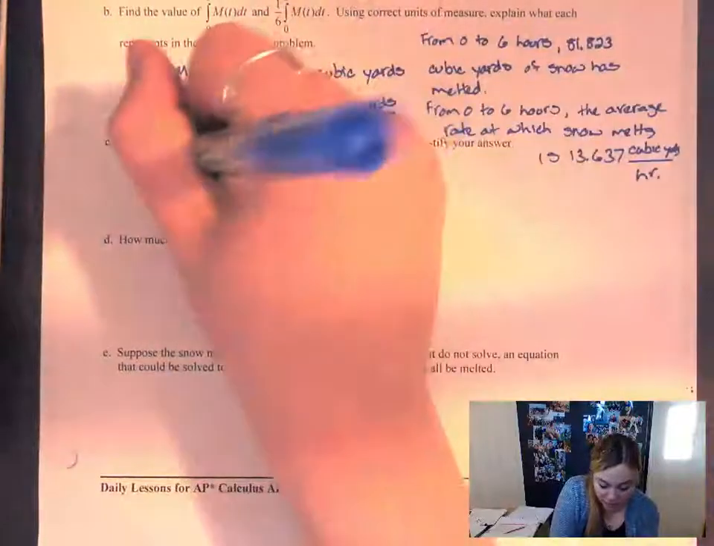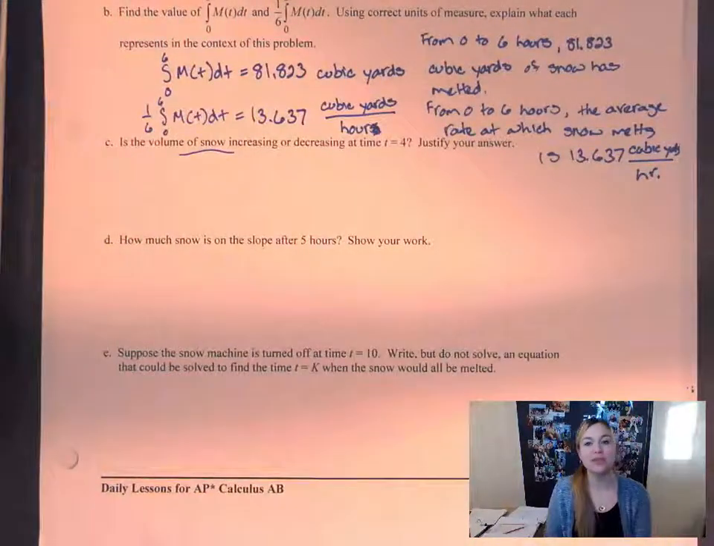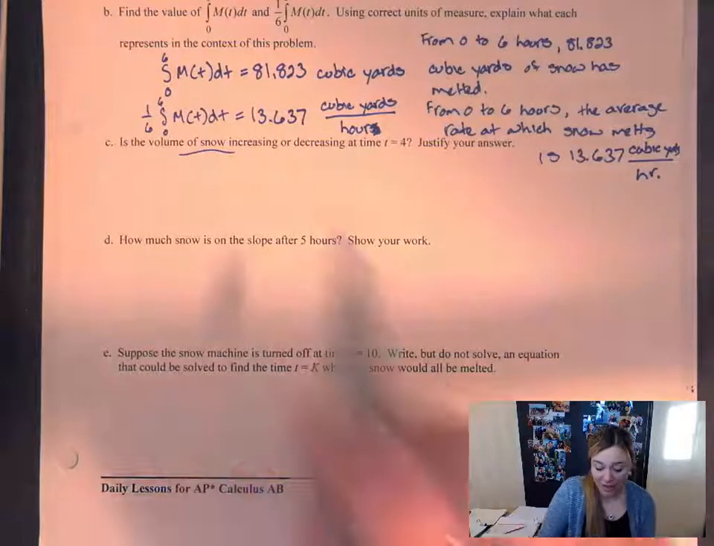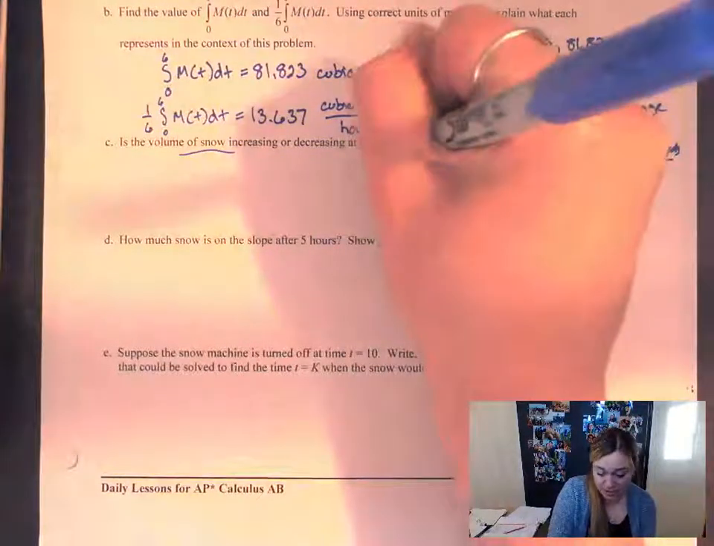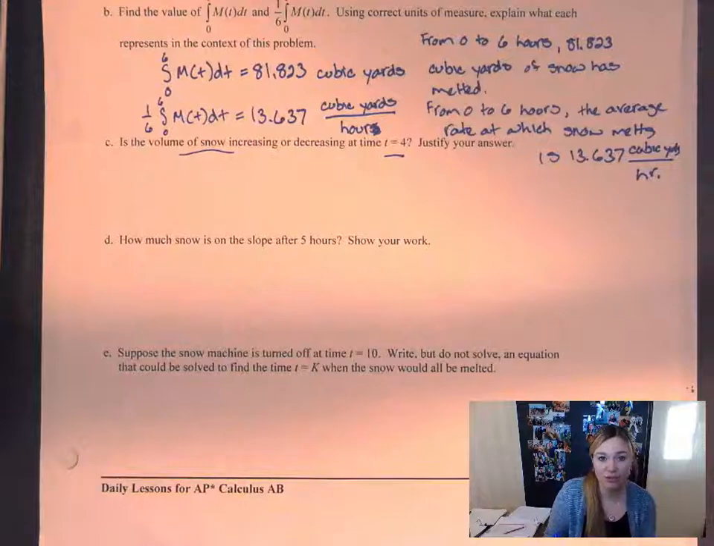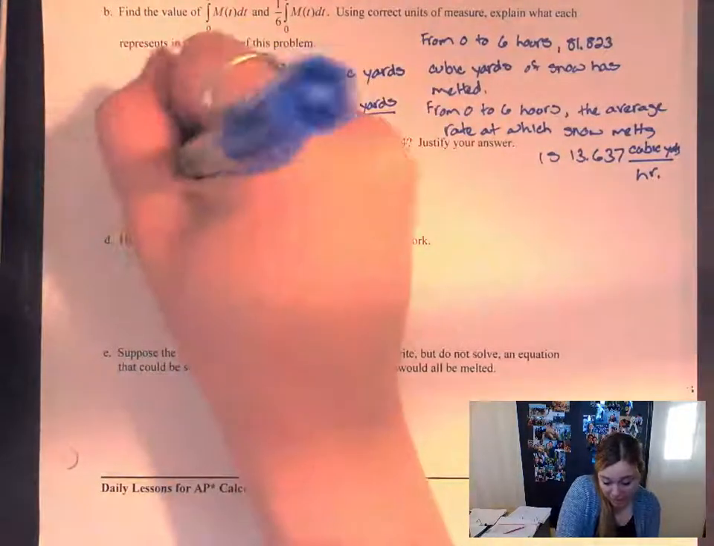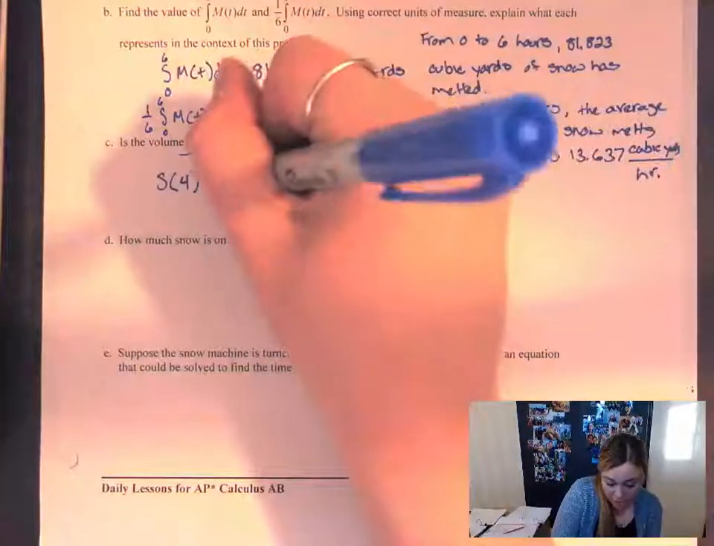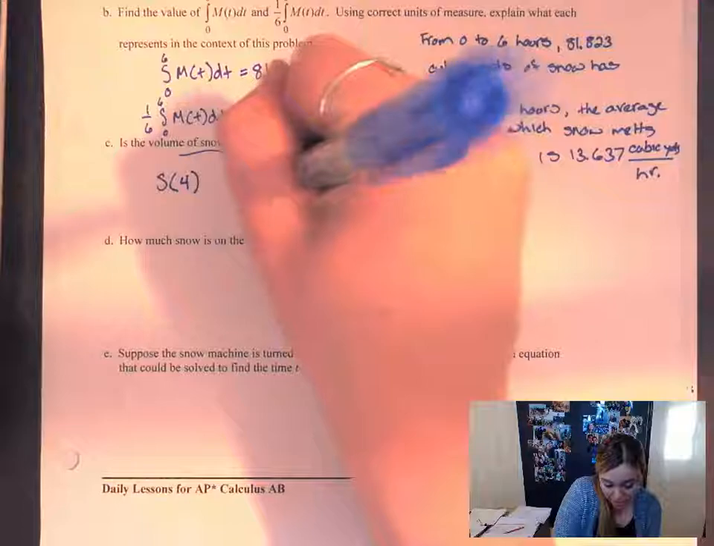Okay, is the volume of the snow increasing or decreasing? So if a function is increasing, we know that its derivative is positive. If a function is decreasing, its derivative is negative. And so here, if I want to know at time t equals 4, I need to figure out, is the derivative increasing or decreasing? Or in this problem, I could say, is s of 4 greater? Or is m of 4 greater?